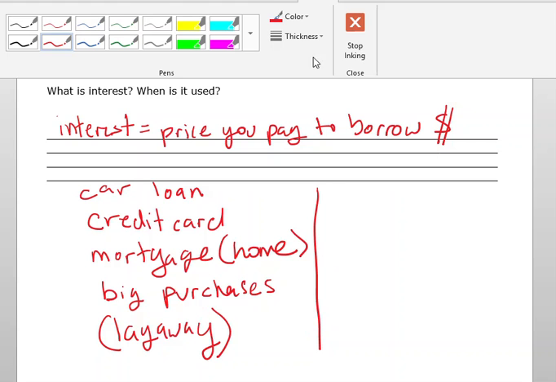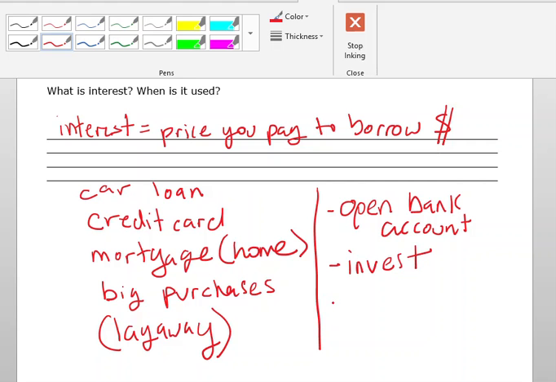Now, ways that you might typically earn interest are if you open a bank account. If you invest, if you buy a bond, okay. So there are ways that you pay interest as a consumer, and there are ways that you earn interest as a consumer. All right, so there's the quick and dirty explanation of what interest is.